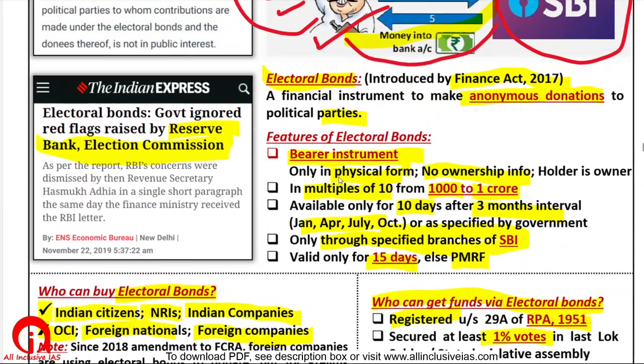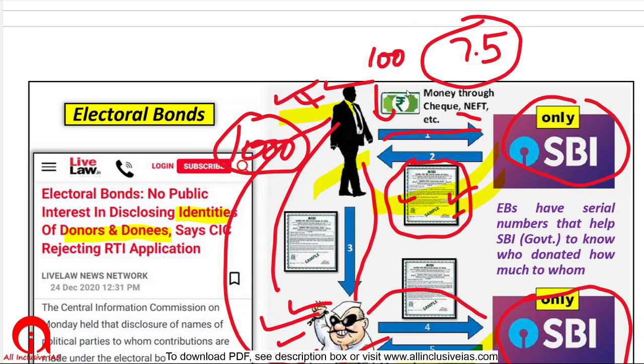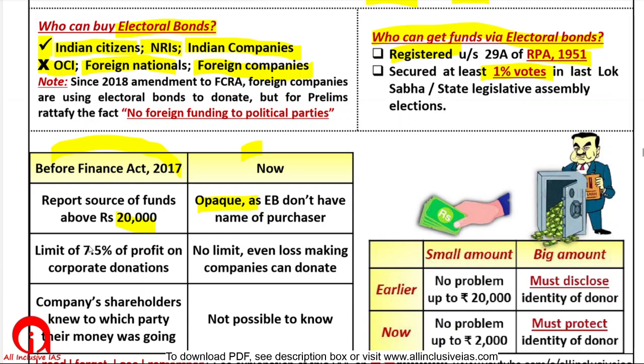Earlier there was a limit that if Ambani ji's company Reliance makes a profit of, let's say, 100 crores in a year, then at maximum he can donate to Netaji only 7.5 crore rupees. That was a restriction earlier. Now there is no restriction. Even if he is making a loss, suppose he is not Mukesh, he is Anil Ambani, and his companies are making a loss, even then he will give money to the Netaji so that he can get favorable deals and policies. So earlier there was a 7.5% limit. Now there is no limit. Even loss-making companies can donate as much money as they want.